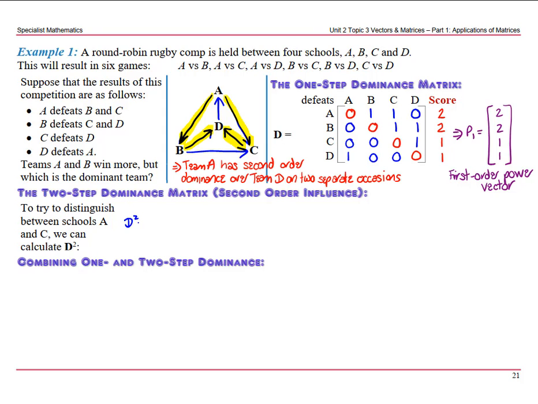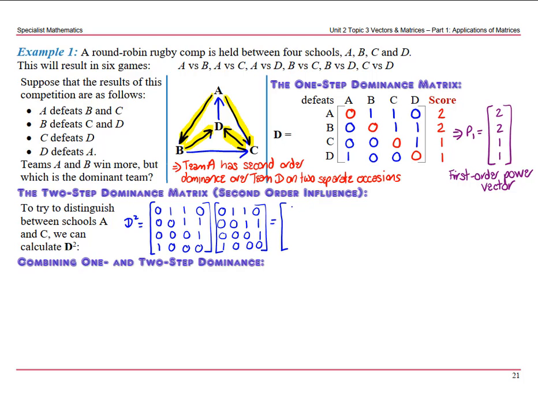So let's look at D squared, which is going to equal D times D. Now you could do that by hand, or you can do it on your calculator. So that's our D squared. Now you'll also see this 2 here for A versus D. So that's that Team A has second order dominance over Team D on 2 separate occasions. So if we look at the score from this, adding up going across, 1 plus 2 is 3, 1 plus 1 is 2, 1, 2, and that is our second order power vector.